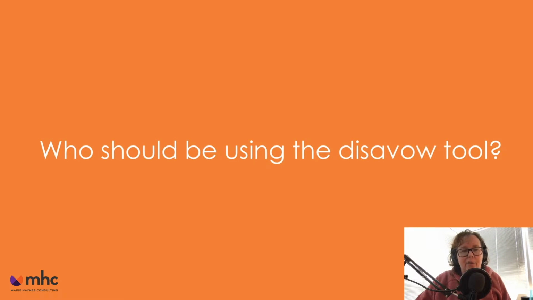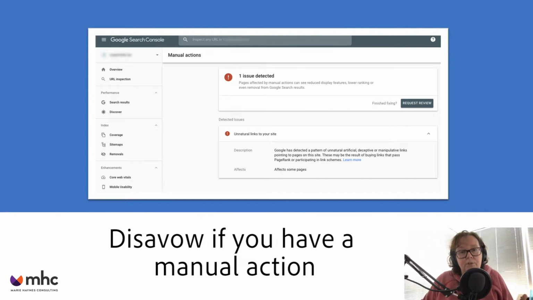So let's talk first about who should be using the disavow tool. And there really are only a few reasons why you should use it. Not all of you who are watching this video will need to use the disavow tool. So the first thing that is the most obvious is if you have a manual action. And you will know if you have a manual action because you'll see it in Google Search Console. If you go in the left sidebar, you'll see a section that says Security and Manual Actions. And if there is a manual action there, it means that you have what we call a Google penalty.